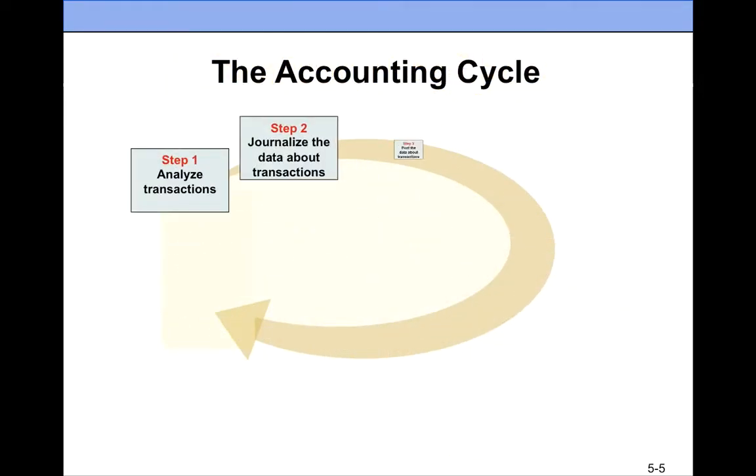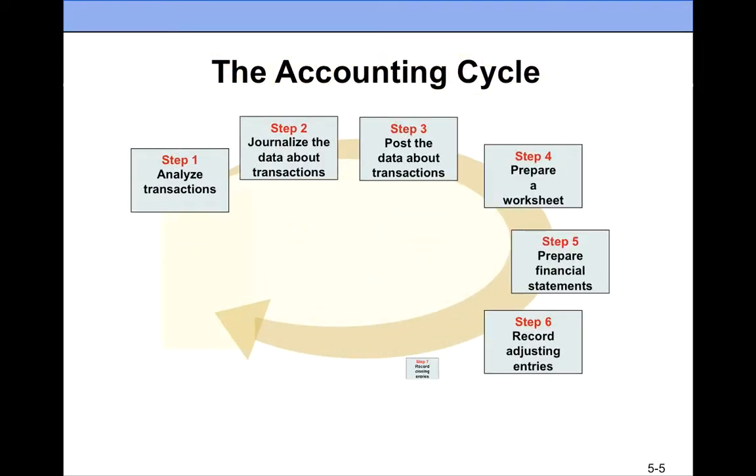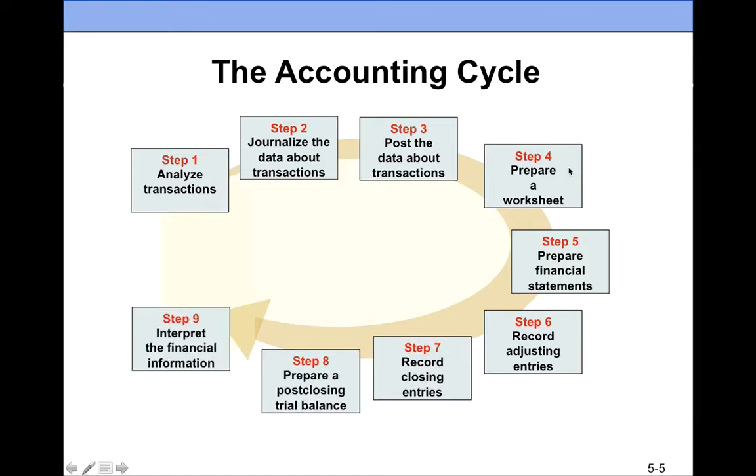So again, this is step 4 of the accounting cycle. We are right now at the end of the period. So this is the end of the month. We've done steps 1, 2, and 3, and now we're going to do steps 4, 5, and 6. So this chapter, chapter 5, focuses on steps 4, 5, and 6, and the next chapter will conclude our accounting cycle with steps 7, 8, and 9.